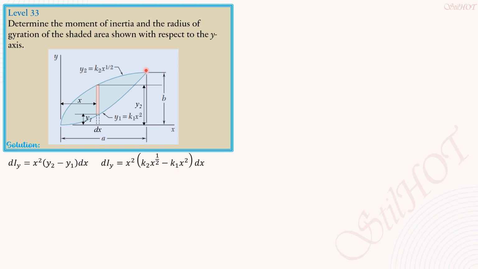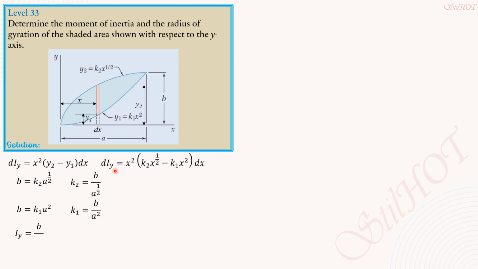So at this point here, x is a, y is b. So let's evaluate k2 and k1. So b equals k2 a to the 1/2. So that means k2 is b over a to the 1/2. Then b equals k1 a squared. So that means k1 is b over a squared.